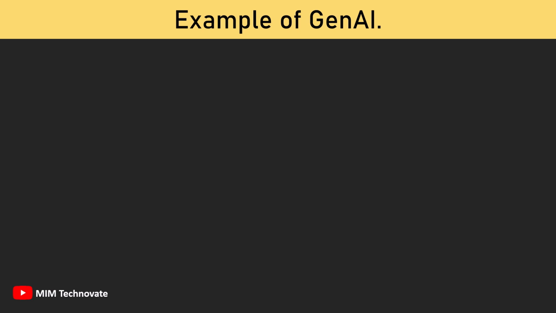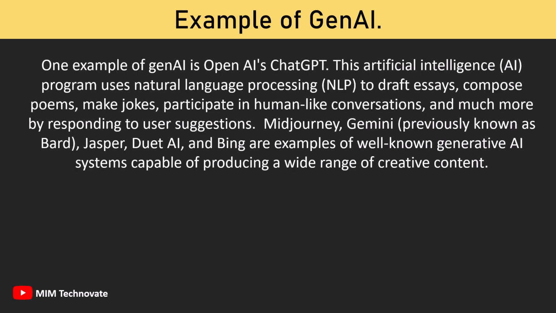Example of GenAI. One example of GenAI is OpenAI's ChatGPT. This artificial intelligence program uses natural language processing, NLP, to draft essays, compose poems, make jokes, participate in human-like conversations, and much more by responding to user suggestions. Midjourney, Gemini, previously known as Bard, Jasper, Duet AI, and Bing, are examples of well-known generative AI systems capable of producing a wide range of creative content.